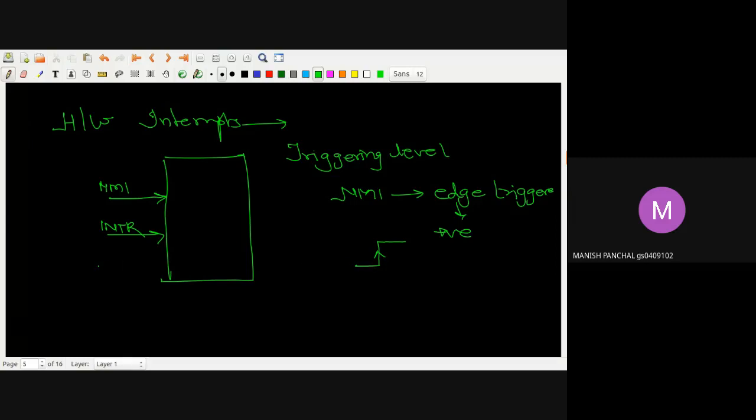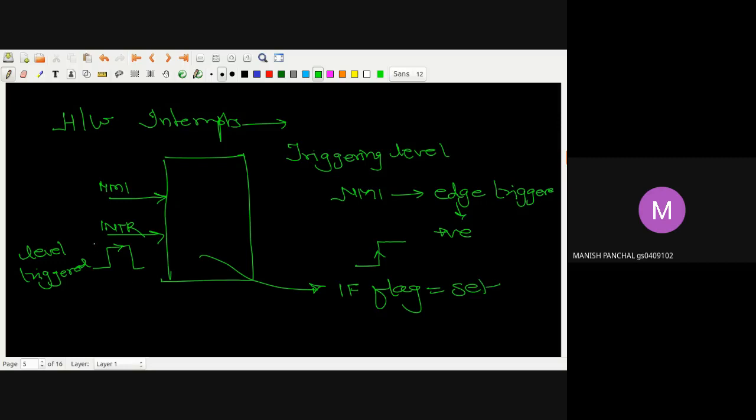For the case of INTR, because it is level triggered, the triggering will be level triggered. The next thing is, in the 8085 microprocessor, can you remember we had some flip-flop inside the interrupt architecture? Yes. Similarly, there is one flip-flop here. This flip-flop will be set when you set the IF flag. If the IF flag is set, then this interrupt will be served.